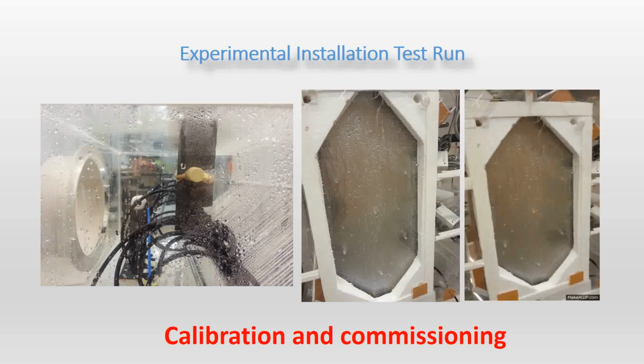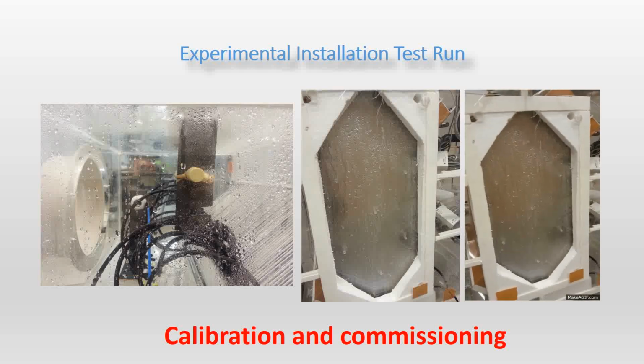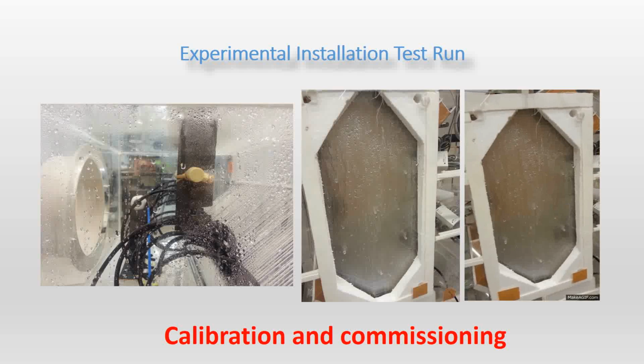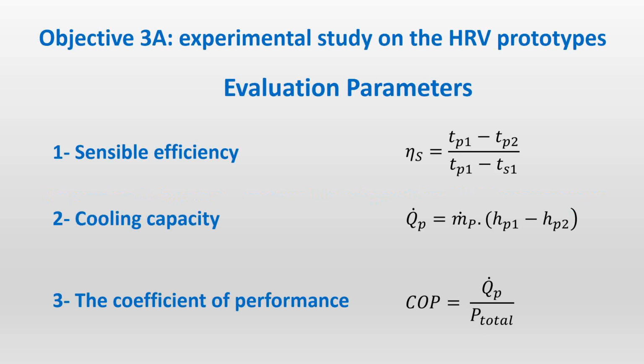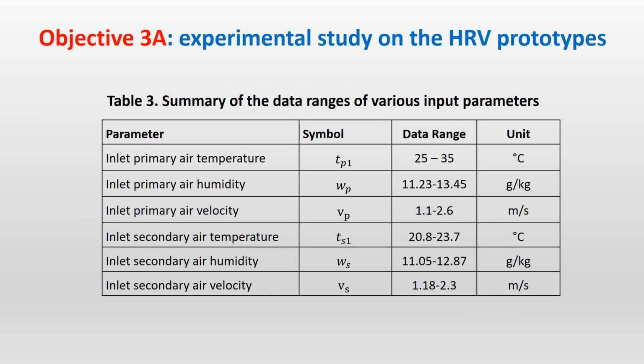So objective 3A, I call it 3A because it's for the HRV. The evaluation parameters were the sensible efficiency, the cooling capacity, and the coefficient of performance. So the parameter variation was mainly about the inlet primary air temperature, the inlet primary air humidity, the inlet primary air velocity, the inlet secondary air temperature, the inlet secondary air humidity, and the inlet secondary air velocity.